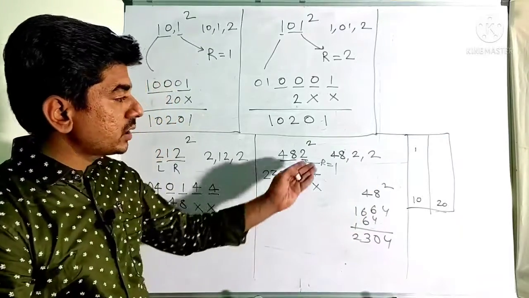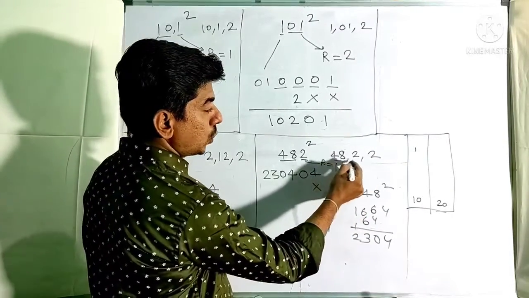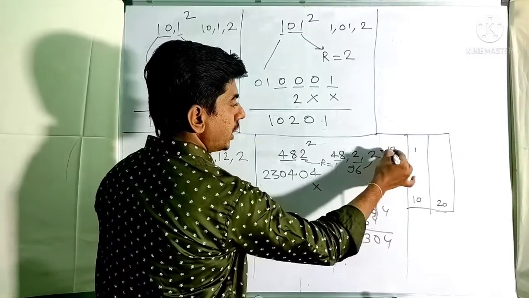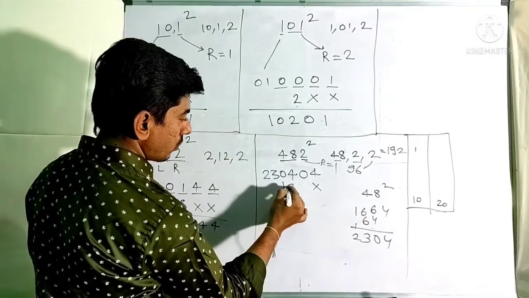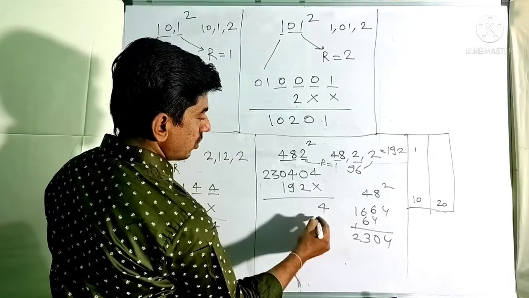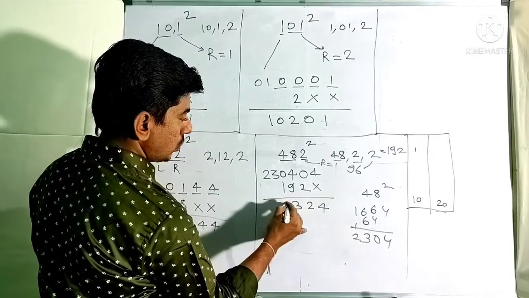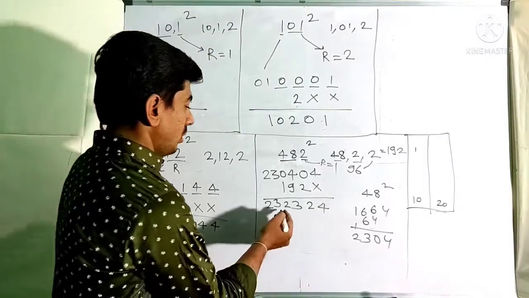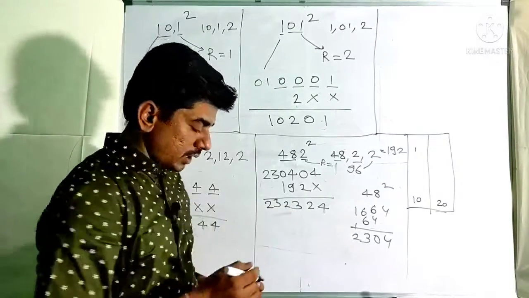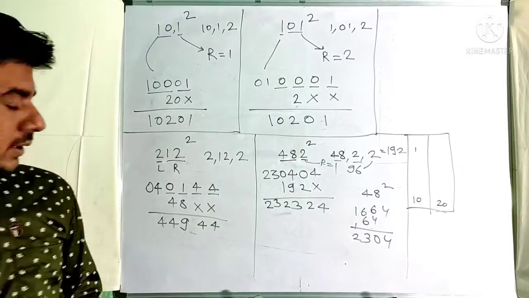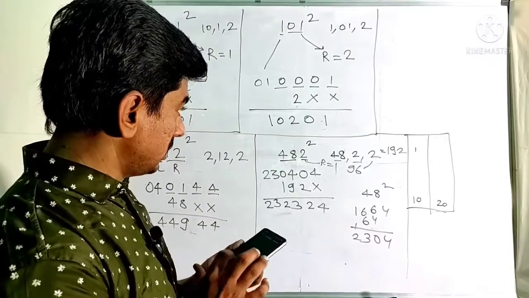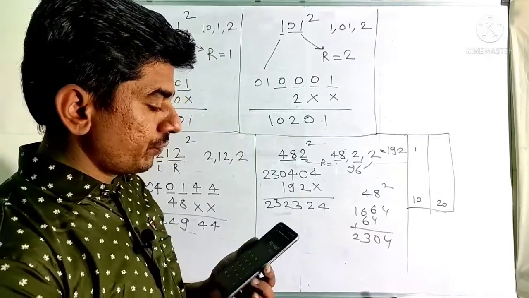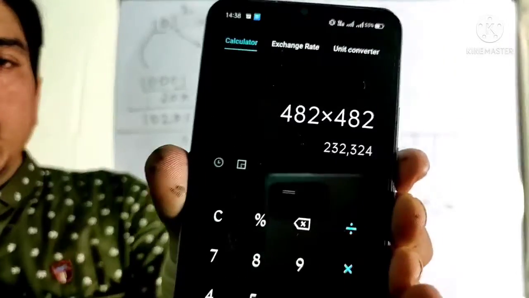Now multiply the parts, take the product of the parts. 48 into 2 is 96, 96 into 2 will be 192. I am going to write it here, 192. Adding it up, the answer is 232324. Interesting answers are always coming while solving the examples. Nice number. This is also a fancy number. 482 into 482. See friends, 232324.